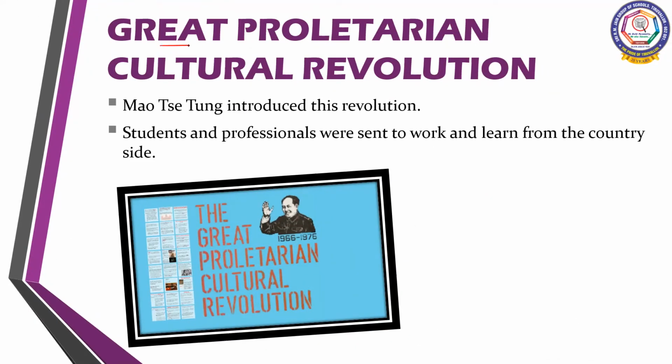Next is the Great Proletarian Cultural Revolution. In 1965, Mao Zedong introduced the Great Proletarian Cultural Revolution. This revolution was a movement in the People's Republic of China from 1966 to 1976. This revolution sent students and professionals to work and learn from the countryside. It resulted in many hardships for the people of China.